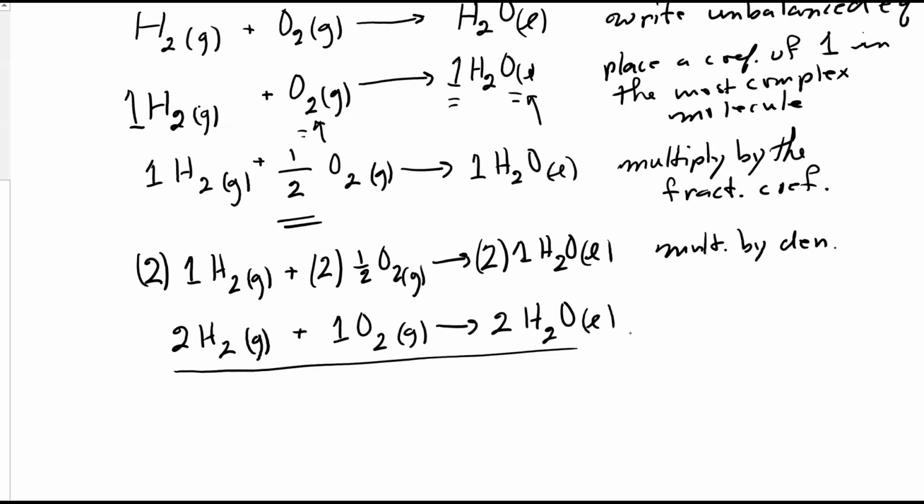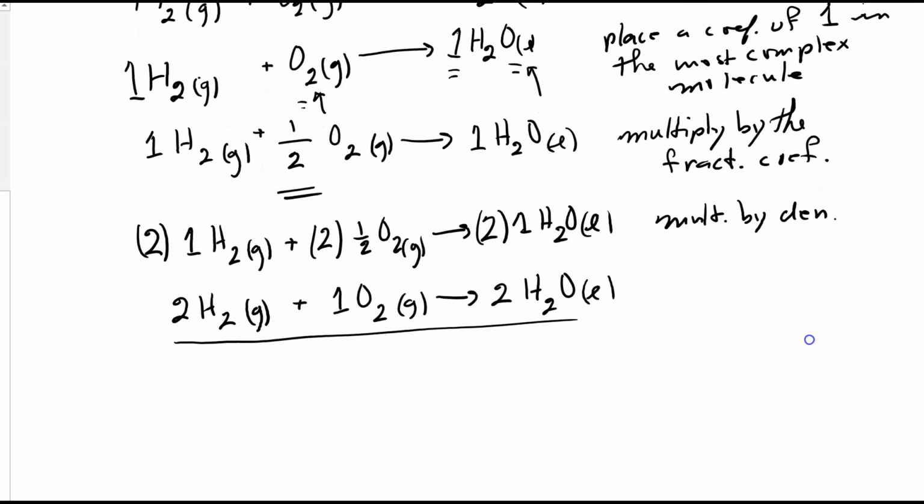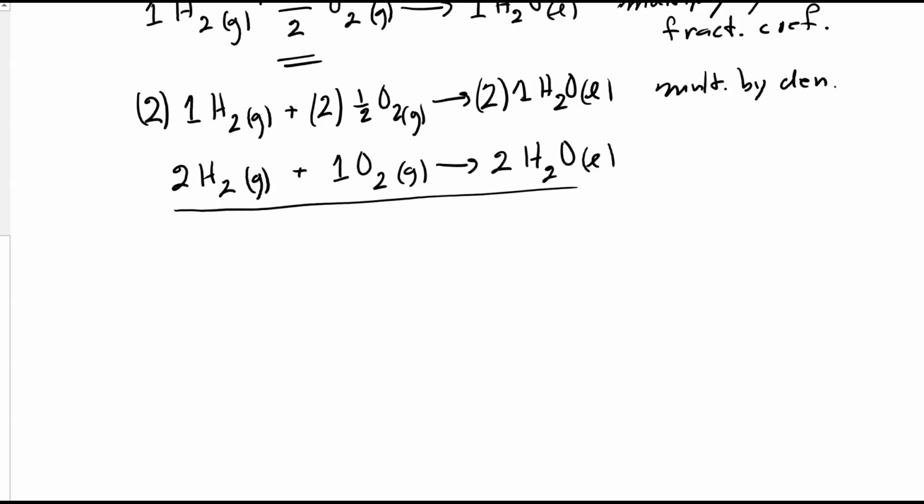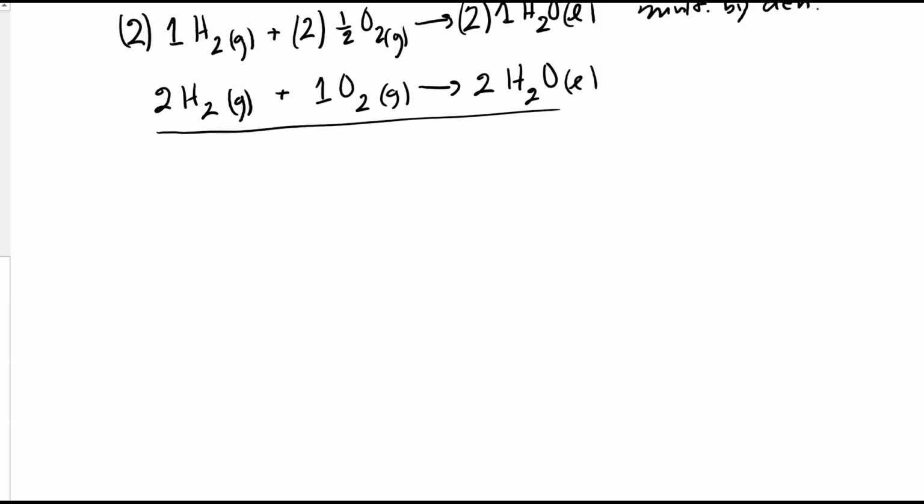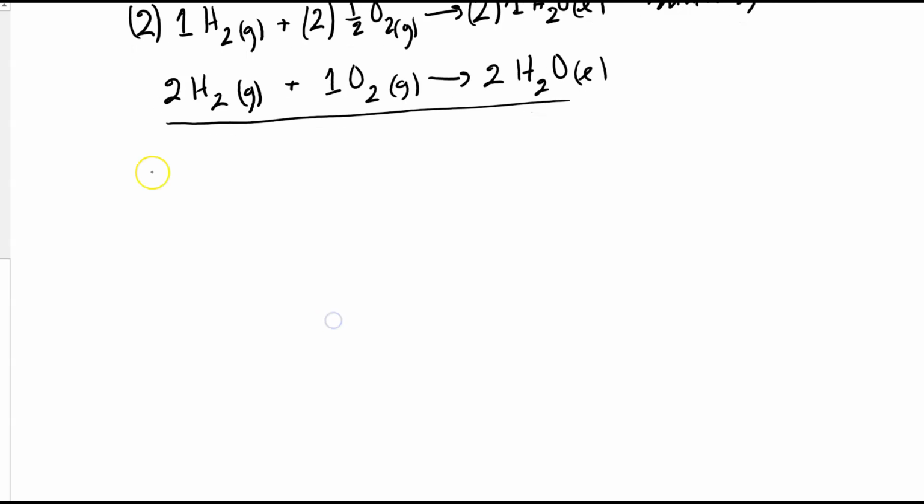Okay, so let's try another one that is a little bit more complex and see if you can organize this for your process. So let's take an example where we might be dealing with something like ammonia. In making ammonia, we have nitrogen gas plus hydrogen gas. And when these two react under the appropriate catalytic conditions, we have ammonia formed as a gas.